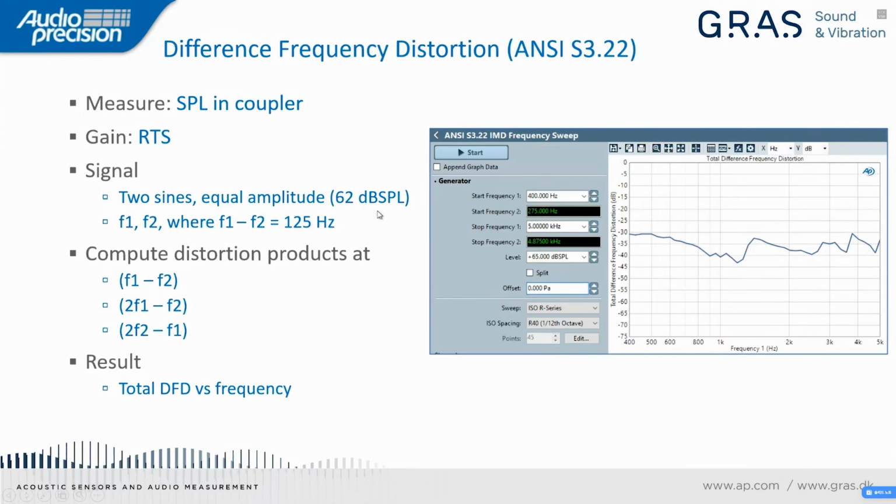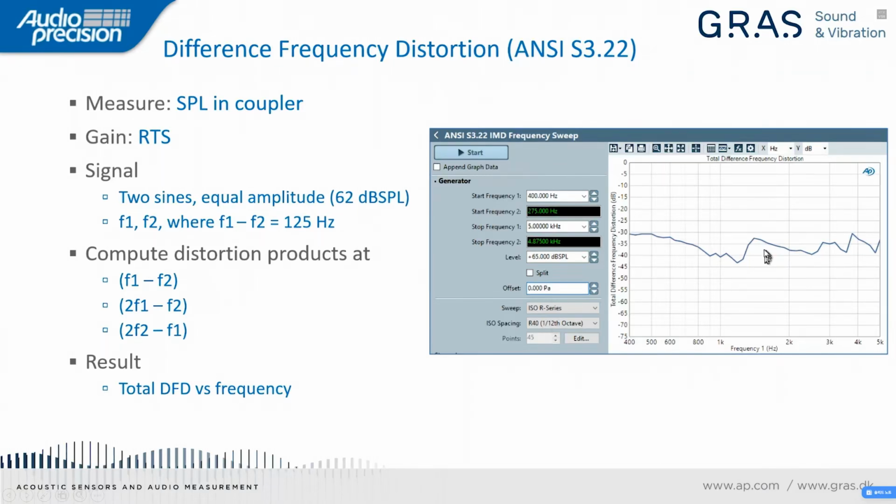As we'll see in a minute, for the IEC standard, F1 is the lower of the 2 frequencies, but very similar metrics for the 2 standards. The distortion products for ANSI are the levels of the distortion at F1 minus F2, 2F1 minus F2, and 2F2 minus F1. The result that we want is the total difference frequency distortion as a function of frequency. As you can see, we have a measurement in the APX software here called ANSI S3.22 IMD frequency sweep, and this just conducts the measurement and gives you the required curve that's spelled out in the standard.